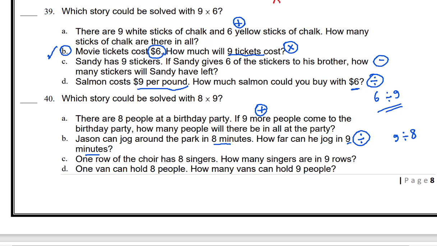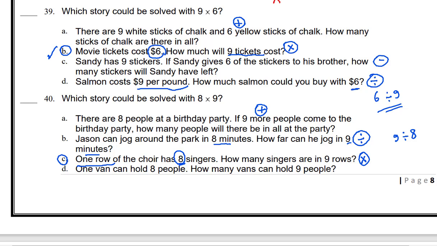C. One row of the choir has 8 singers. How many singers are in 9 rows? This is multiplication. Excellent. It's because we have 8 in each one row. So we're repeating this 8. So the 8 is repeating, and this one is multiplication. Great work. So this is the correct one. Let's see the last one also.